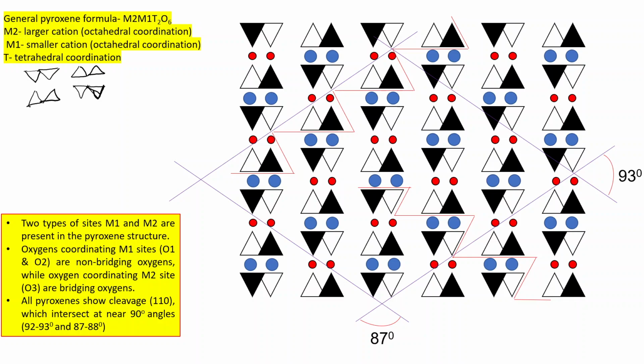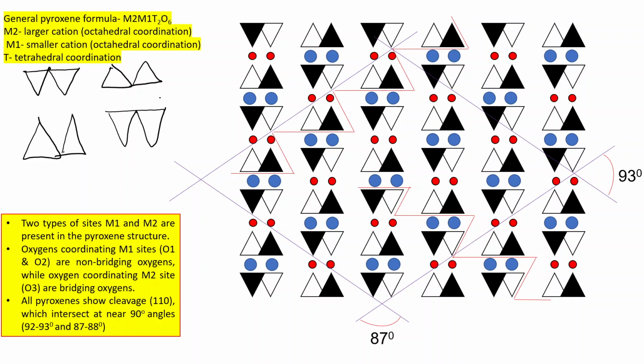It is very logical that if the bases of the tetrahedra are pointing towards each other, there will be a larger gap, and if the apices are pointing towards each other, it will be a smaller gap, like this way, and the second repeating unit will be this way. So here the M1, which is smaller in size, is placed between the apices, and the larger M2 sites are placed between the bases.